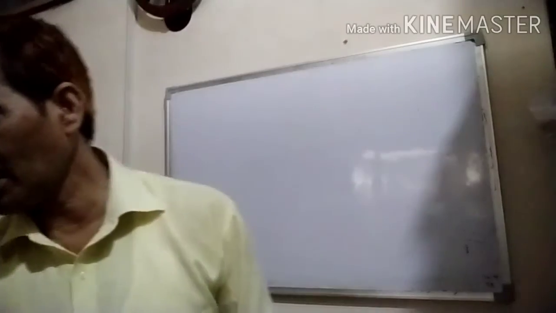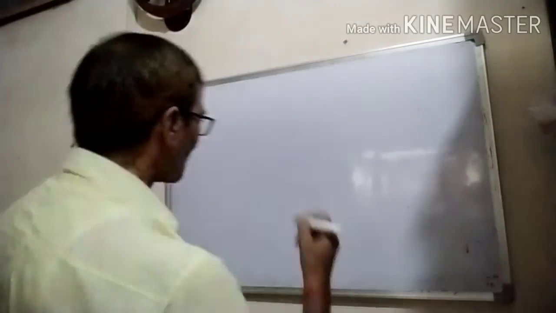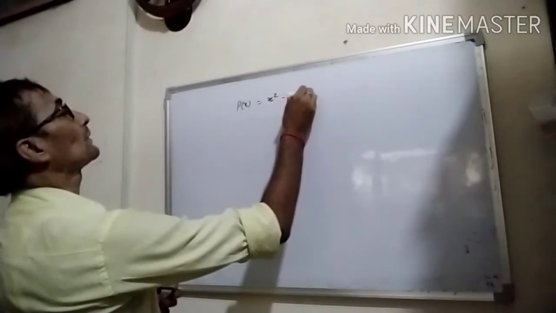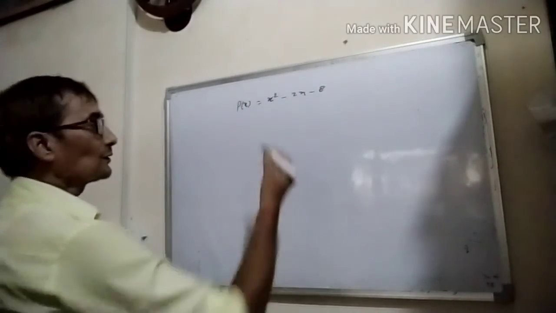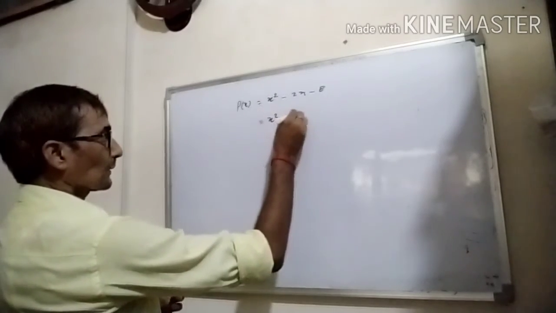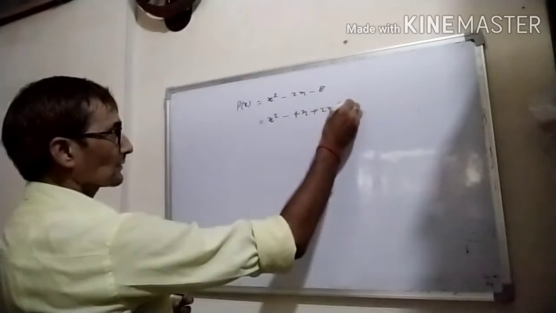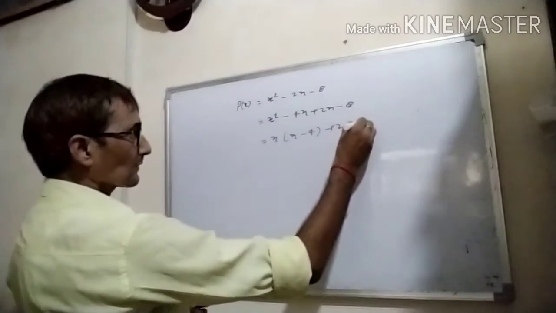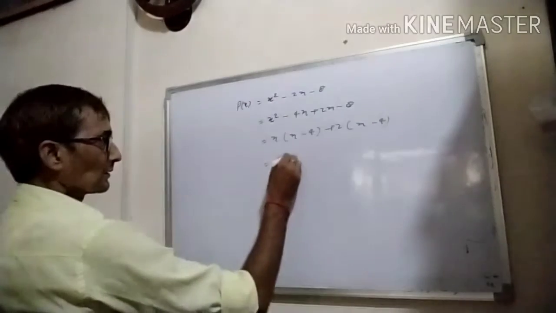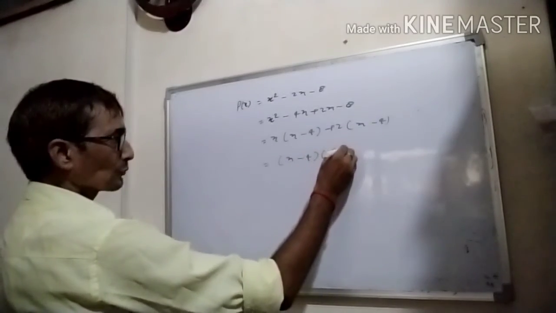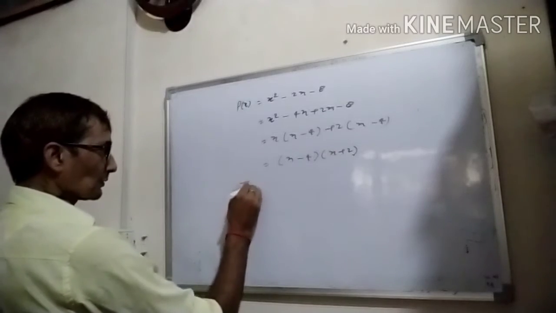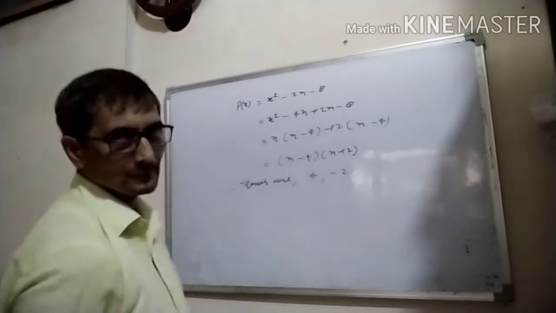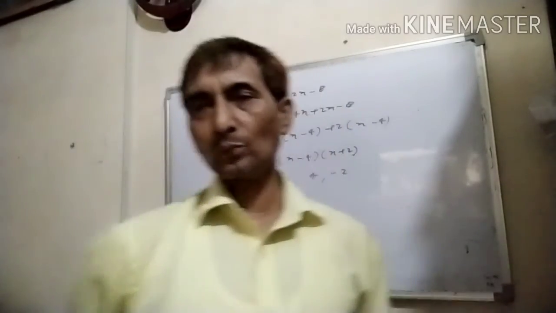Just first question, x square minus 2x minus 8. p(x) is equal to x square minus 2x minus 8. When you factorize it, x square minus 4x plus 2x minus 8, taking x common, x into x minus 4 and plus 2 into x minus 4, so x minus 4 and x plus 2. Now zeros are 4 and minus 2.